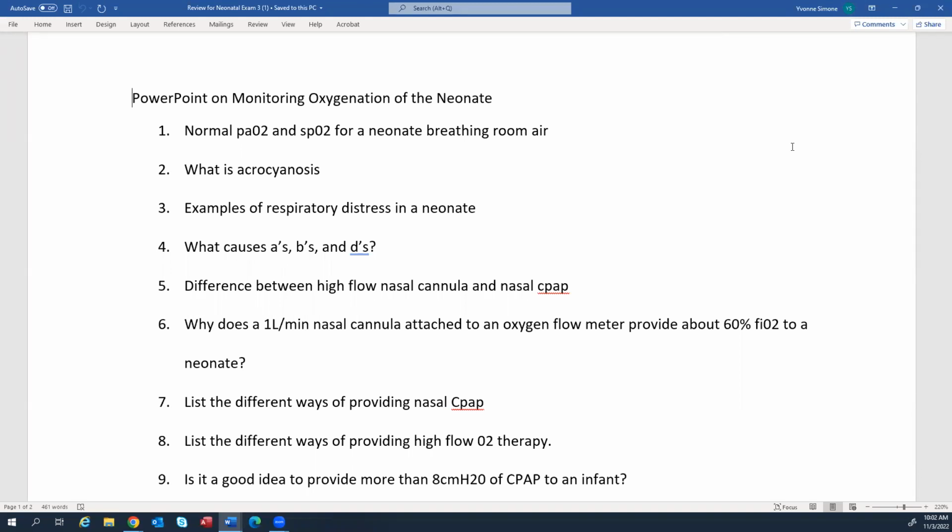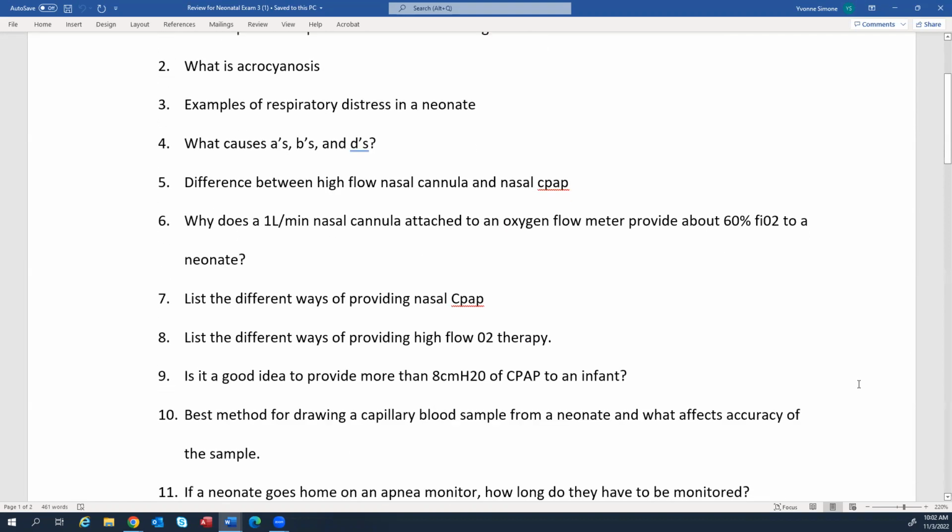You need to list the different ways of providing nasal CPAP. We discussed using the ventilator for nasal CPAP. Bubble CPAP were the two that we used and discussed.